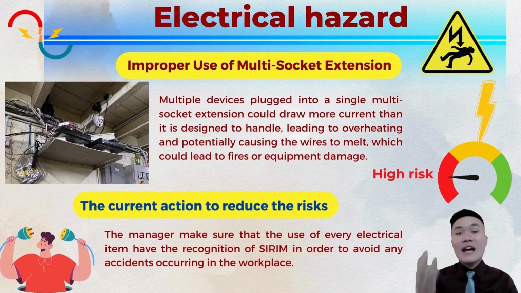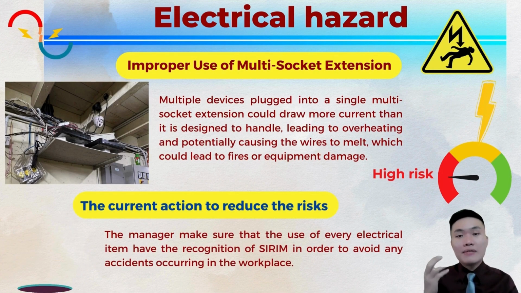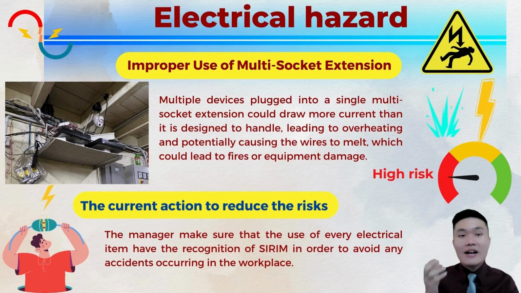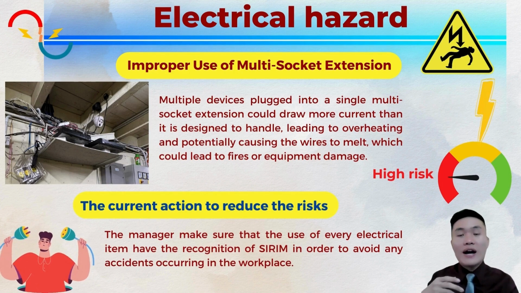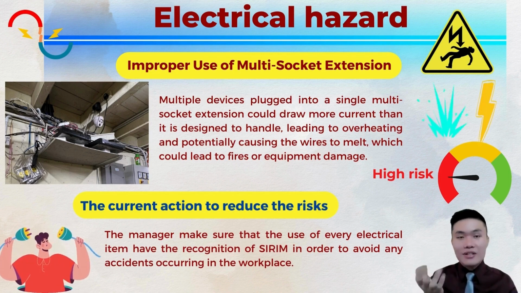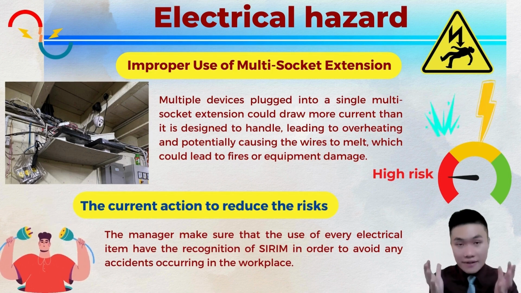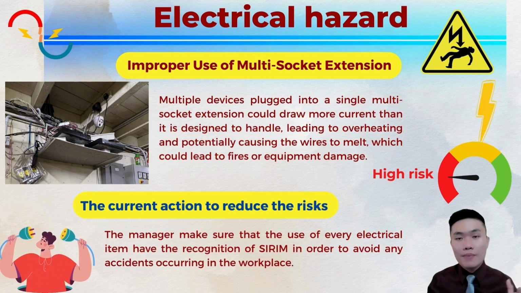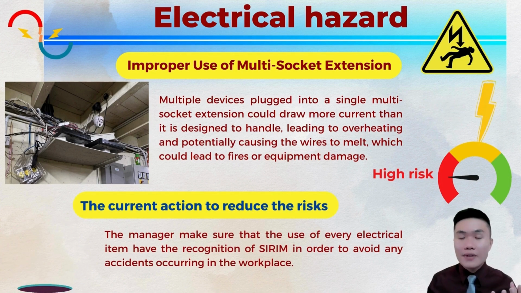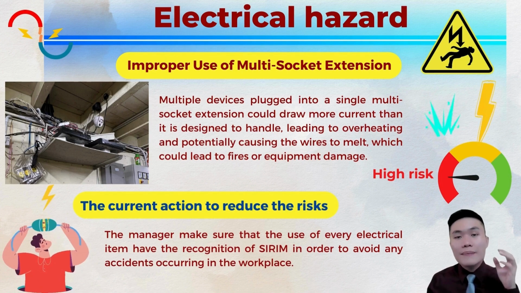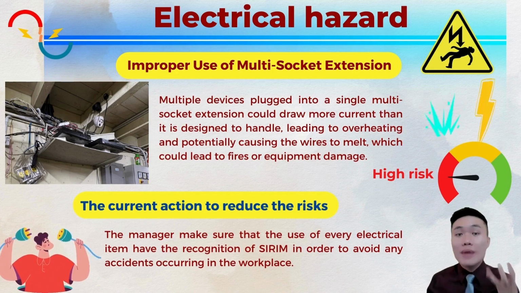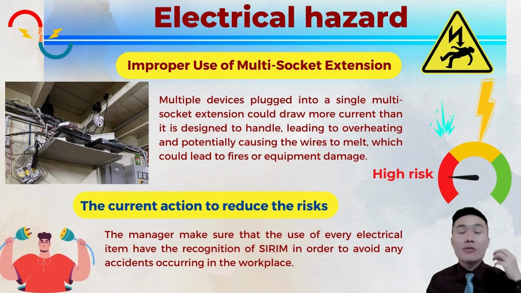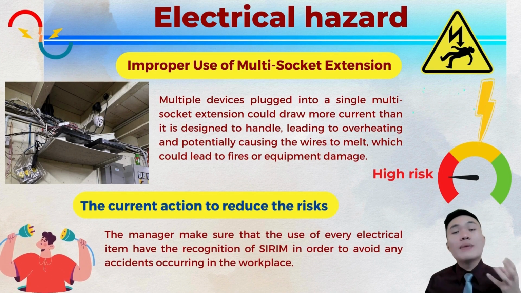The second electrical hazard or risk that we have noticed is improper use of multi-socket extensions, and this is a general phenomenon we can find in other shops or other repair centers. Based on this picture, this is also considered a high risk of accidents in the workplace. We can see multiple devices plugged into a single multi-socket extension, and as a result, this may lead to overheating and potentially cause the wires to melt, which could lead to fires. This can also be considered a fire risk or equipment damage.